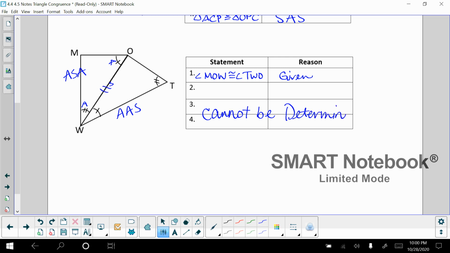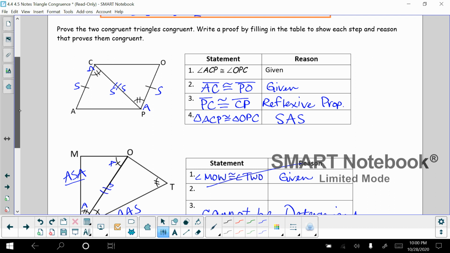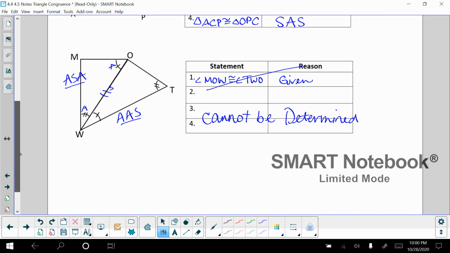Cannot be determined. We need to know probably some other measures in there in order to figure this one out. So no need to write a proof, just write cannot be determined, okay? And it's because of these 2 reasons right here. They're 2 different patterns here. So that's how you write proofs out. They're gonna look like that, okay? So be able to write that out.